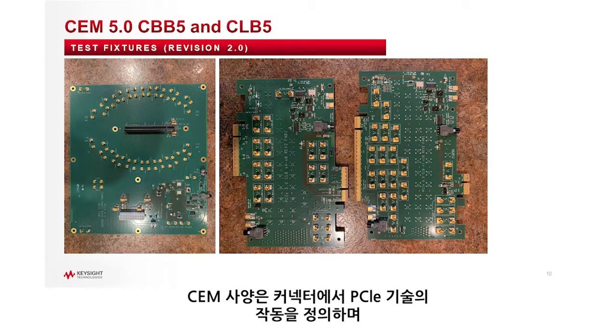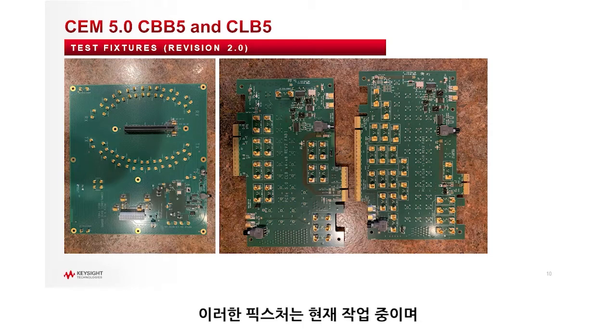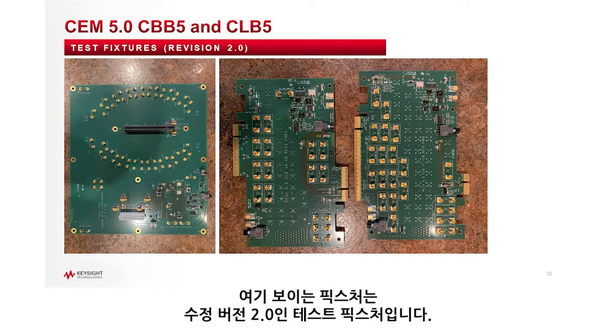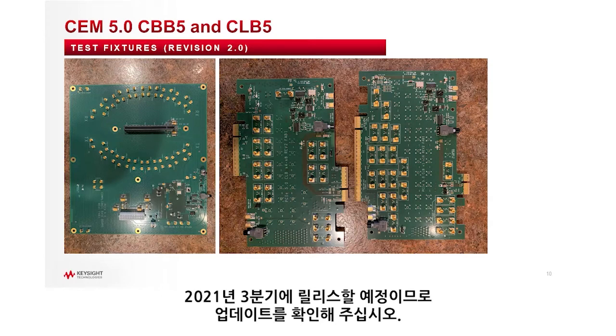The card electromechanical specification defines the operation of PCI Express technology at the connector. And here you can see photographs of the PCI Express 5.0 card electromechanical test fixtures. Now, let me tell you, these fixtures are a work in progress. And what you see here are the revision 2.0 test fixtures. The PCI SIG is going to release revision 3.0 of these test fixtures in Q3 of 2021. So you should see an update.